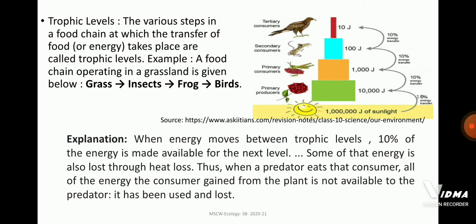Here once again about the trophic levels: the various steps in a food chain at which the transfer of food or energy takes place are called trophic levels. For example, a food chain operating in a grassland is given below.